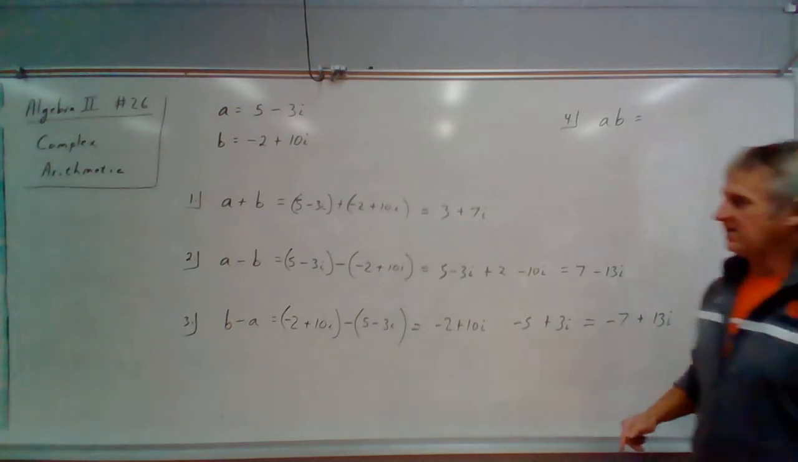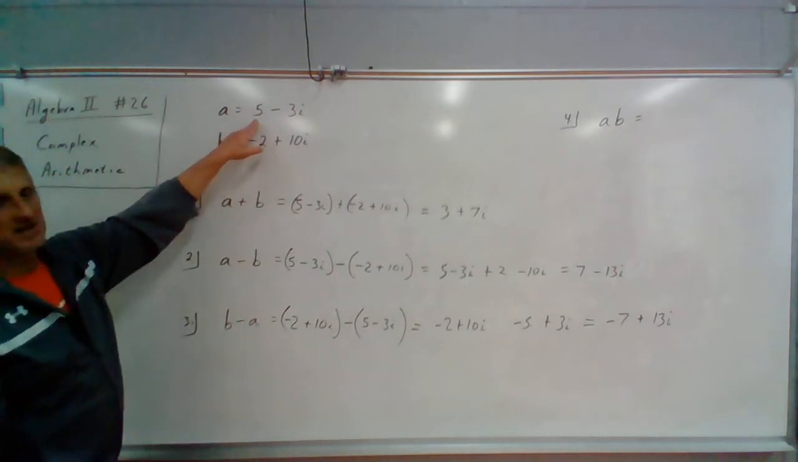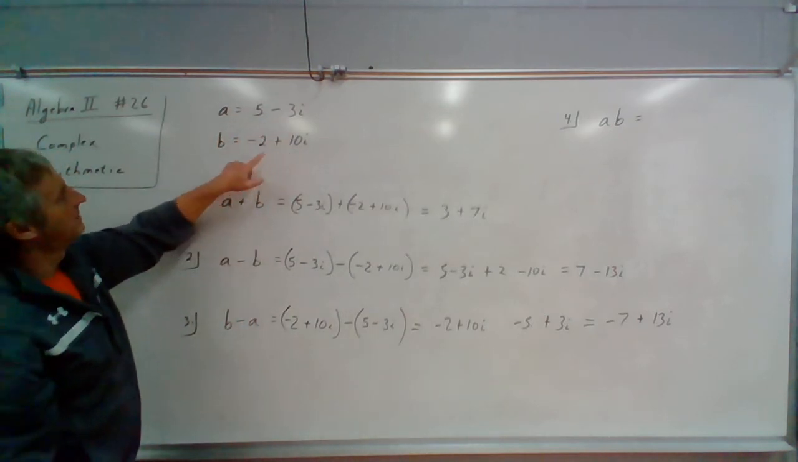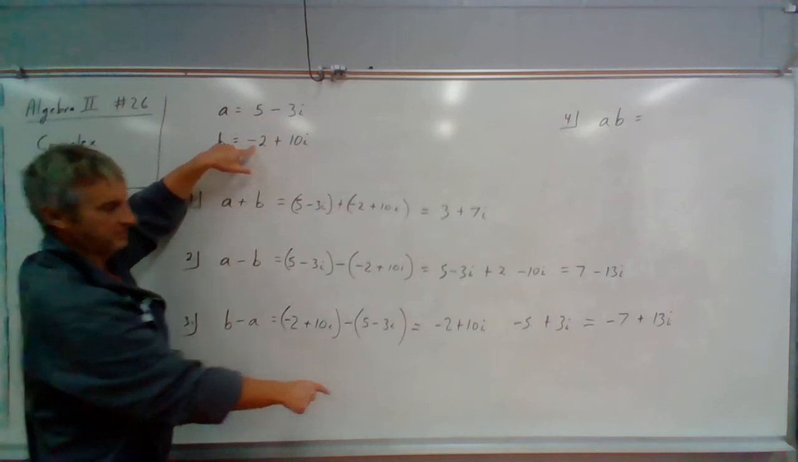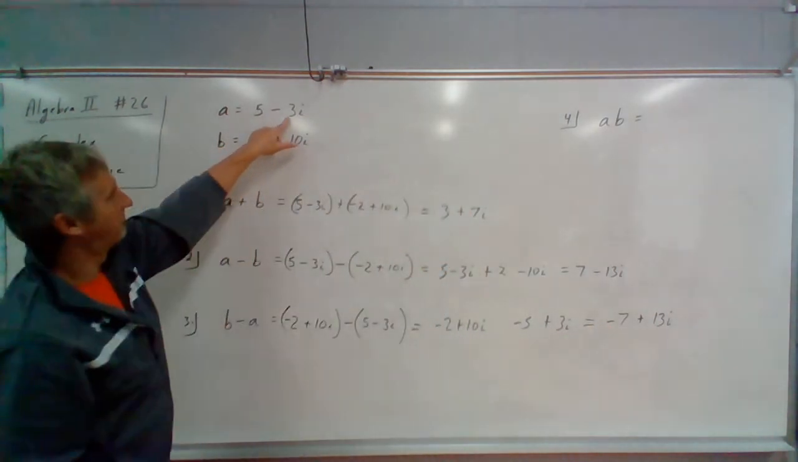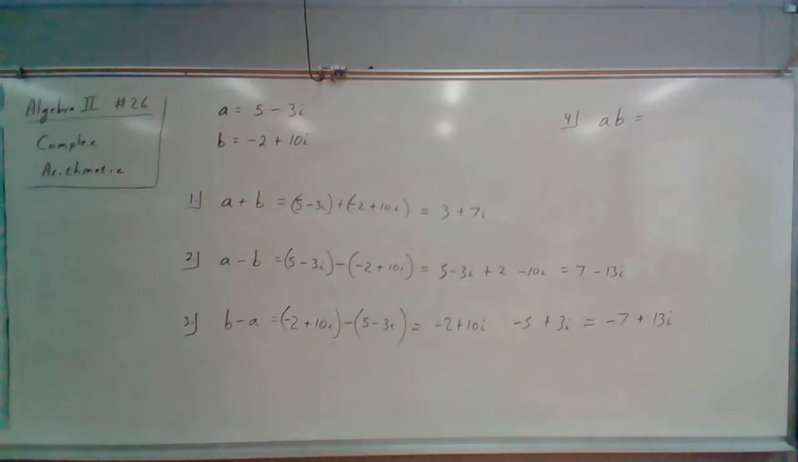So again, the minus A changed all the signs in A. This became a negative 5 and a plus 3i. So I have negative 5 minus 2, that's negative 7. And I have plus 3 plus 10, that's plus 13i.